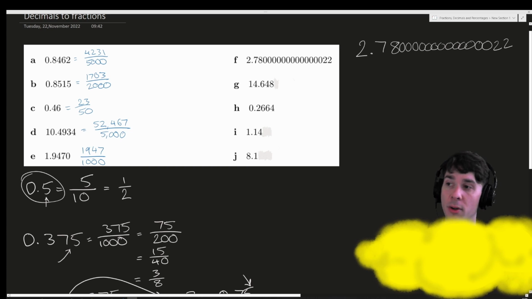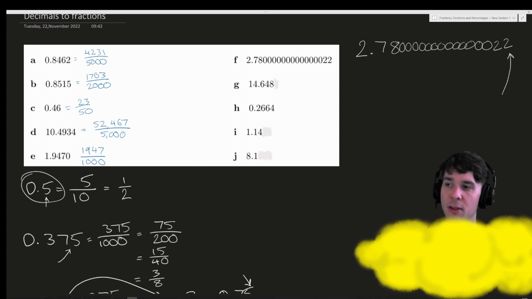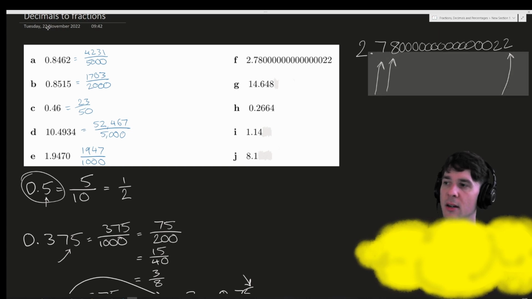So I'm not going to bother. What I am going to do is figure out what the place value here is. So let's have a think about it. The 7 is in the tenths position. The 8 is in the hundredths.